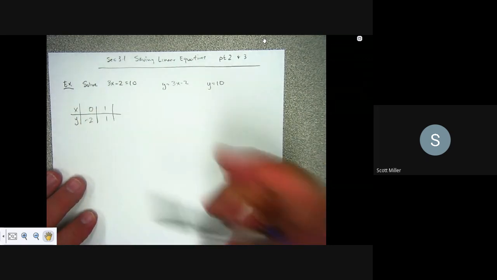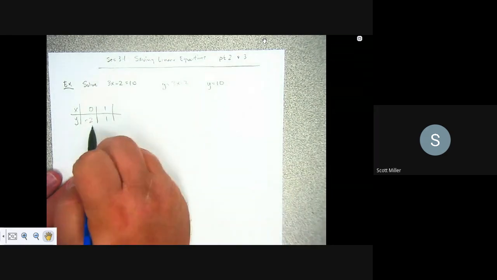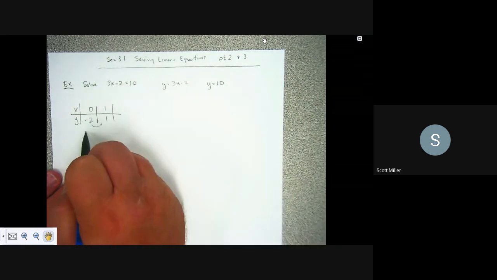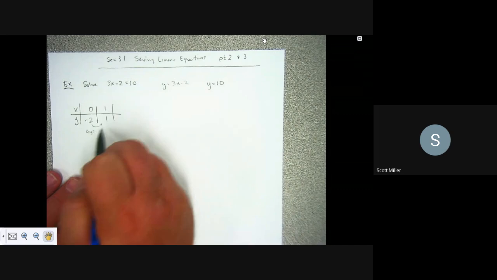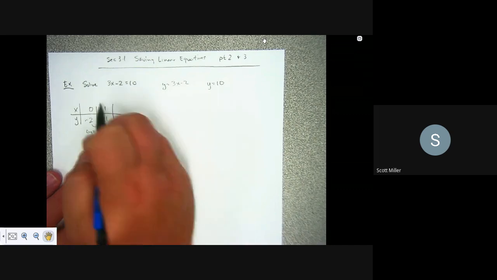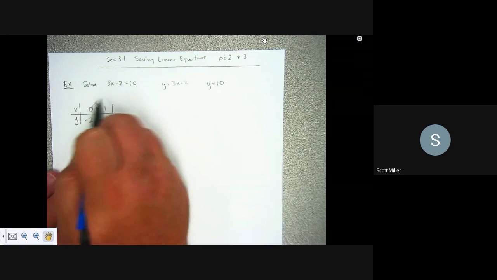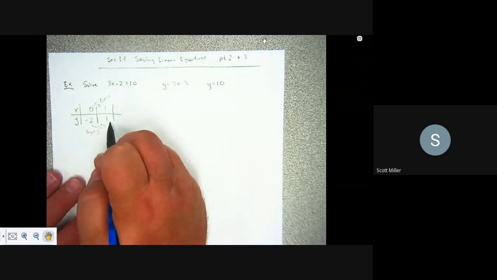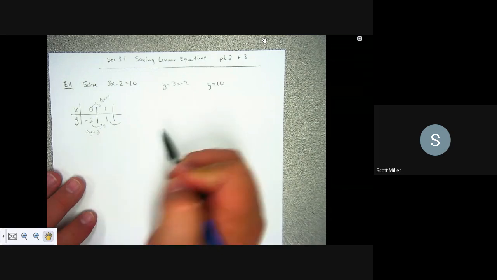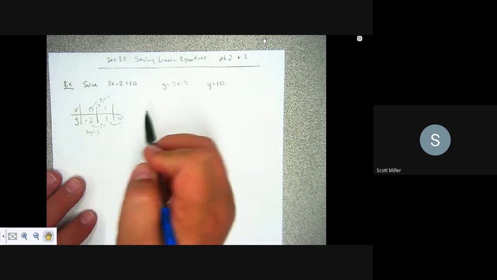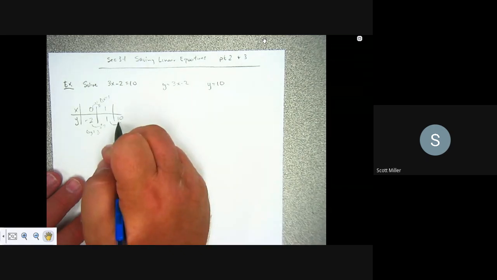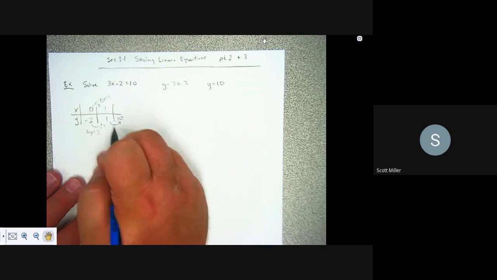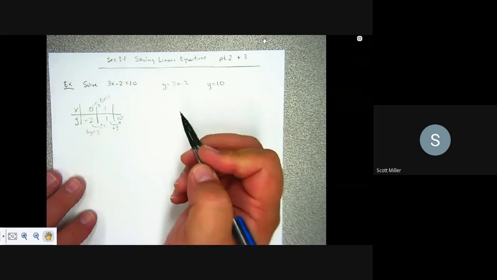Establishing our slope, which we already know to be 3. The change in the y values, from here to here, is going to be +3. From here to here is +1. So my change in x's is 1. So I need to find when this is going to be a 10. From 1 to 10, this is a +9.